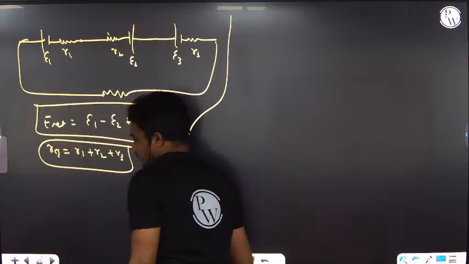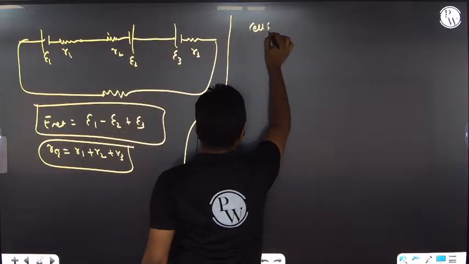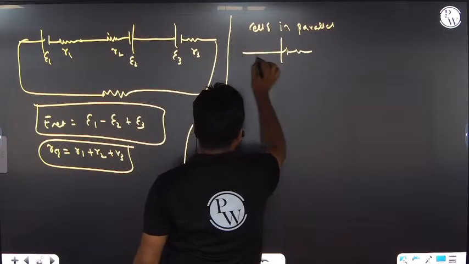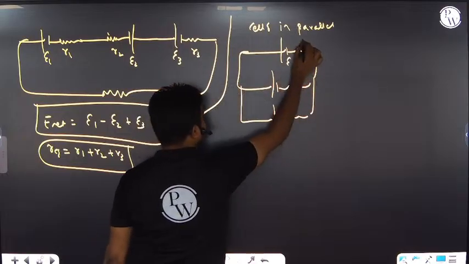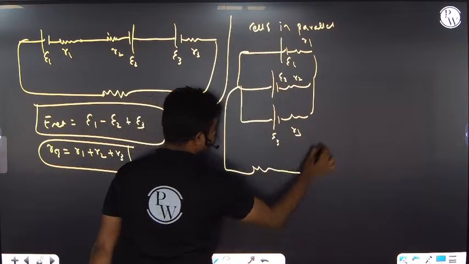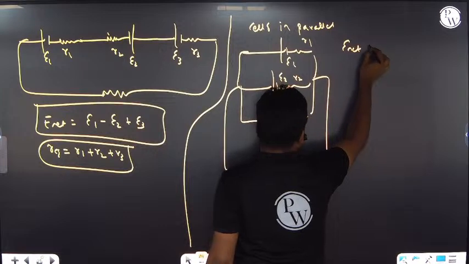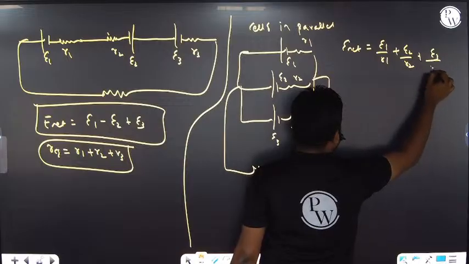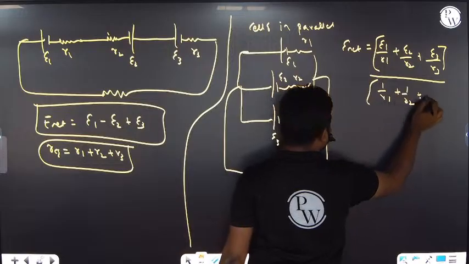This is cells in series combination. Now suppose we look at cells in parallel combination. One cell like this, a second cell like this, a third cell like this, connected with E1, R1, E2, R2, and the third E3, R3, and connected like this to external resistance capital R. In that case, E net is written as (E1 by R1 plus E2 by R2 plus E3 by R3) divided by (1 by R1 plus 1 by R2 plus 1 by R3).